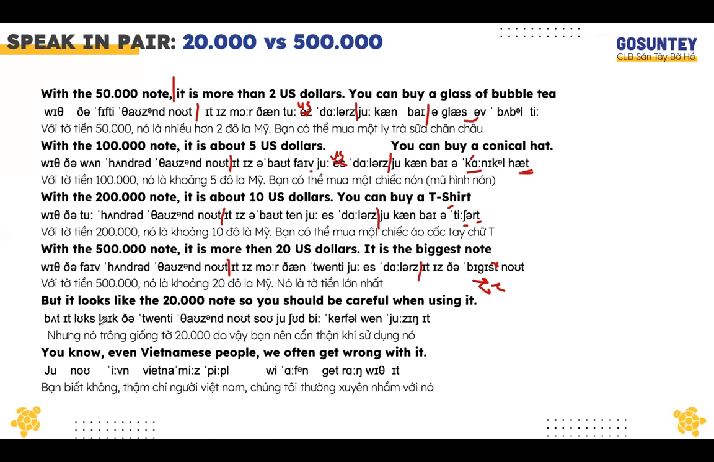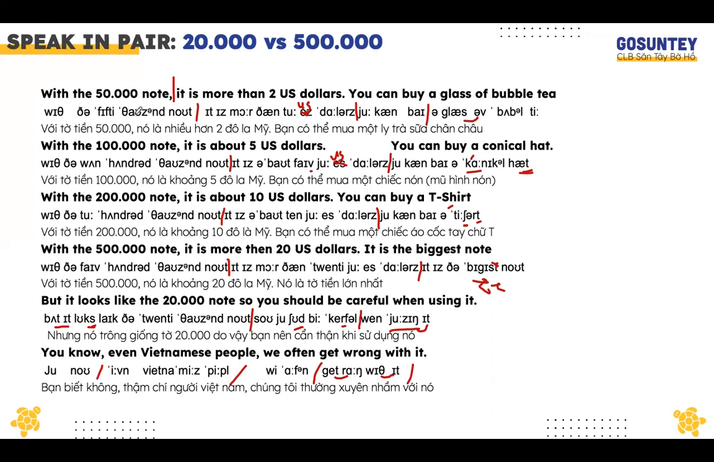But it looks like the 20,000 note, so you should be careful when using it. You know, even Vietnamese people, we often get wrong with it.